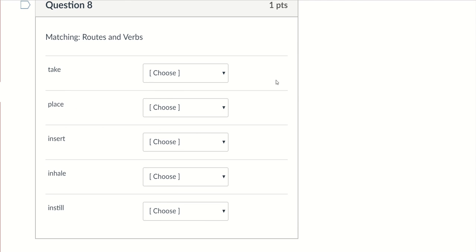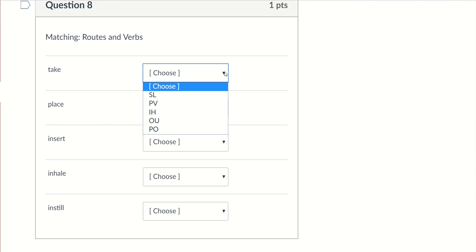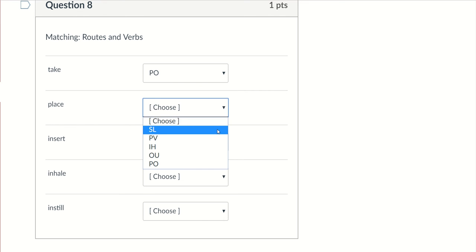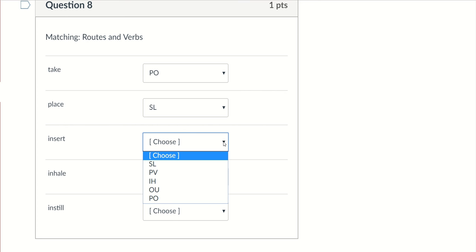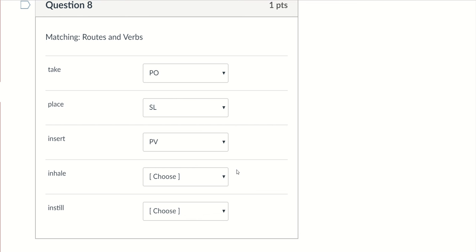Verbs and route. So for this one, only one each. So take, PO, by mouth is take. Place, the verb and the route under the tongue. We place things under the tongue. Insert, the route, dosage form, looks like vaginally. Inserts are used vaginally. Inhalation, IH. And instill are usually drops to the eyes or the ears. In this case, both eyes, OU.